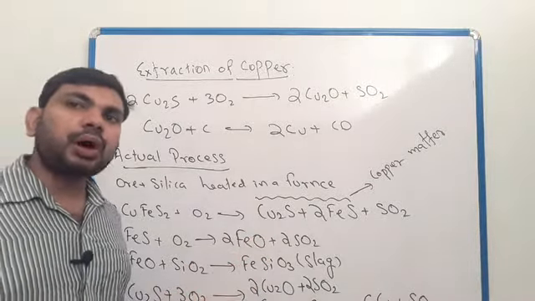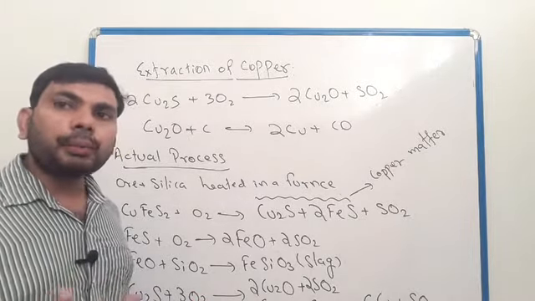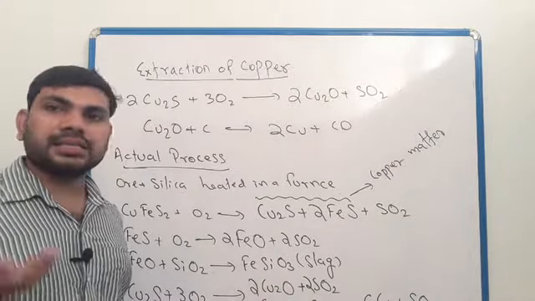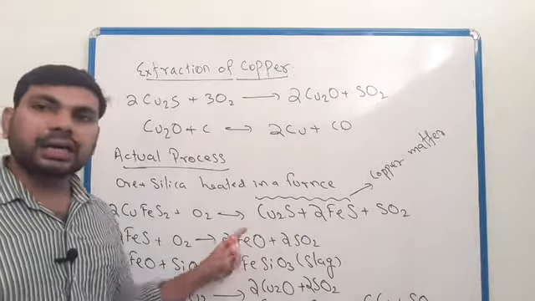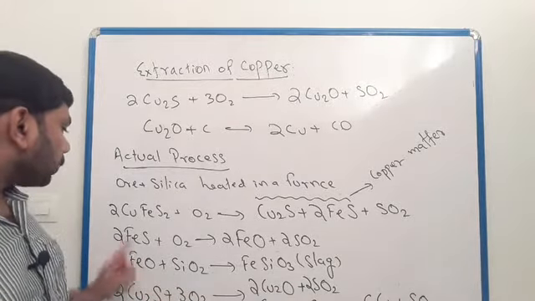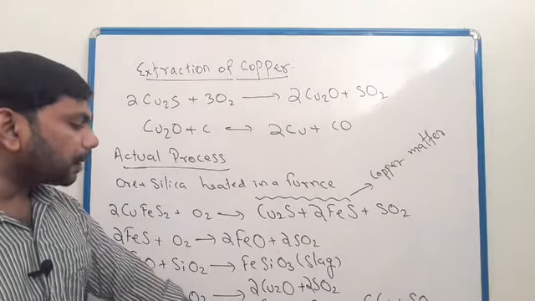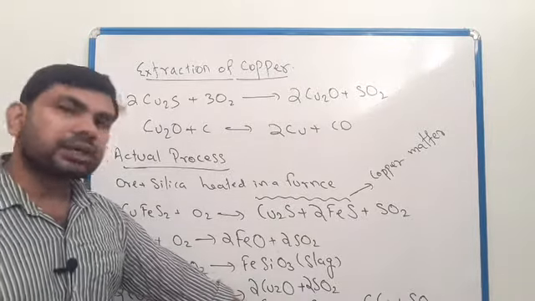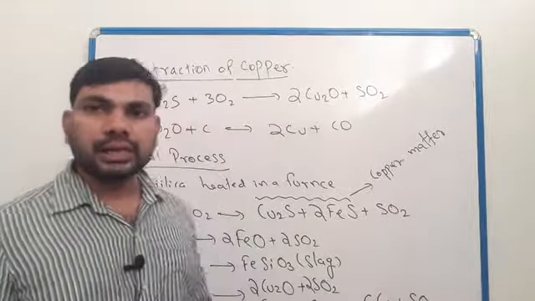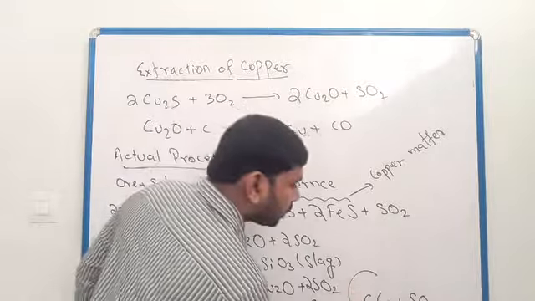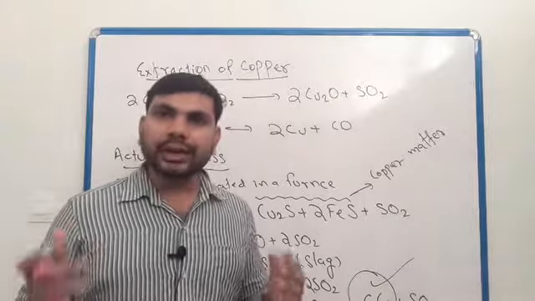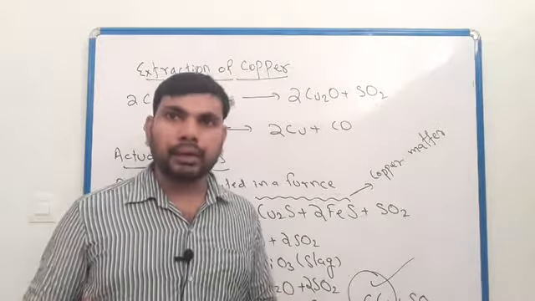Copper sulfide after strong heating forms copper oxide and sulfur dioxide. Always the sulfur dioxide gas escapes outside and copper oxide is left. This copper oxide reacts with unreacted copper sulfide and forms copper and sulfur dioxide. Now we have extracted copper. These are the chemical reactions happening in the actual extraction process of copper. Clear.